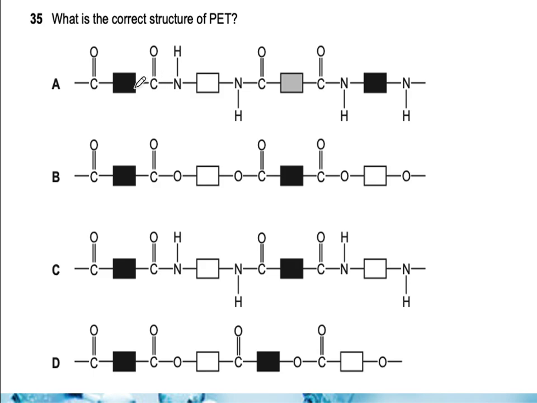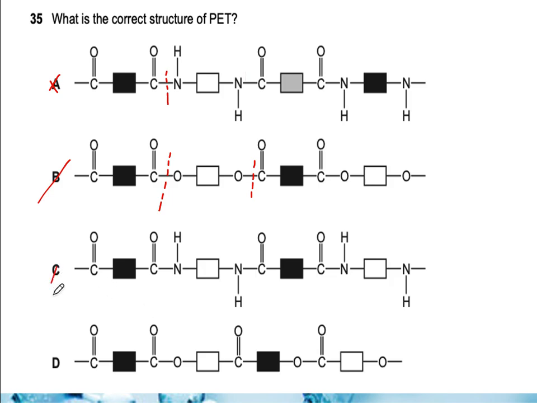What is the structure of PET? So, PET is formed from a dicarboxylic acid, it must be a dicarboxylic acid, and it must be a diol. Here it's a diamine and a dicarboxylic acid. So, A is not correct. Here we have a dicarboxylic acid and we have a diol. So, B is the correct answer.